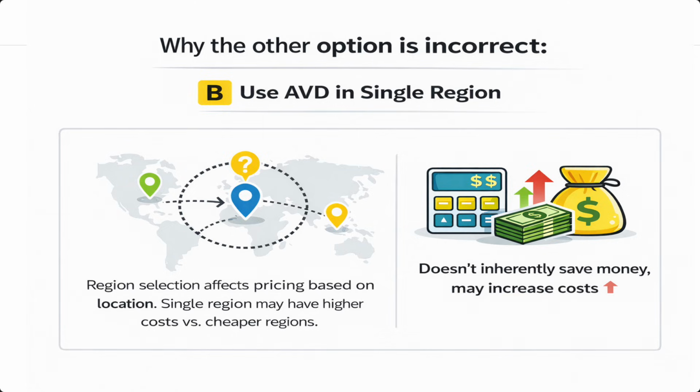Why the other option is incorrect. Use AVD in a single region, B, does not inherently reduce costs. Region selection affects pricing based on regional rates, but restricting to one region doesn't automatically save money and may actually increase costs if that region has higher pricing or if it prevents you from using cheaper regions.